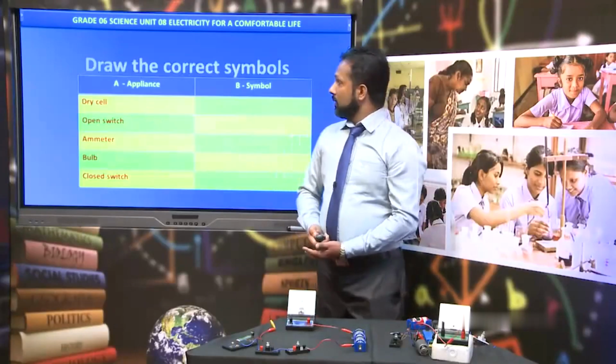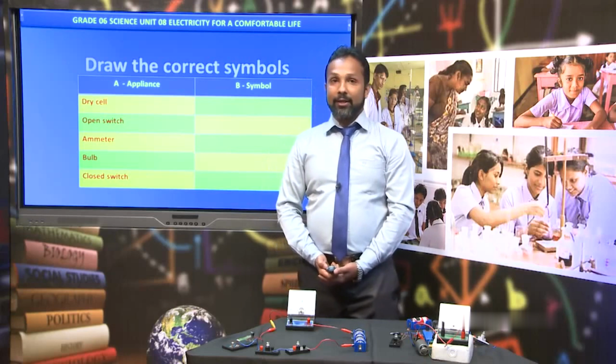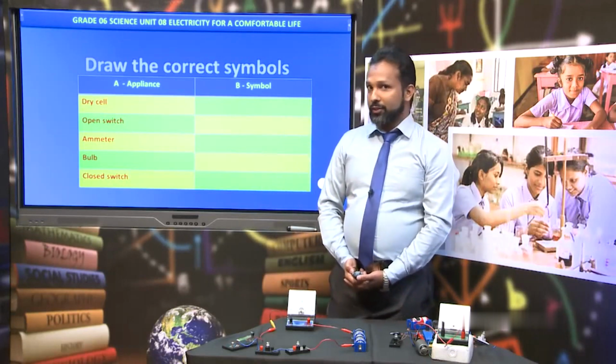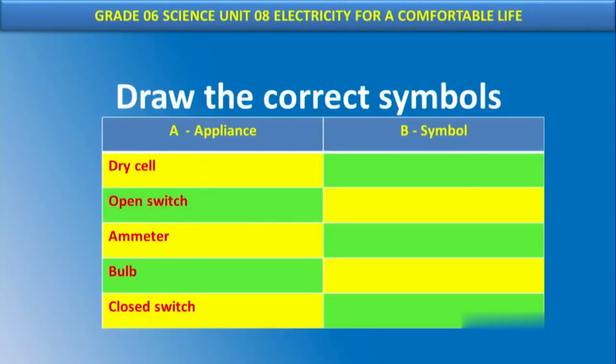Right. Then I am going to give you another activity. Please try to answer this question. Do you know the symbols of these electrical appliances? Dry cell. You can remember. This is the symbol of the dry cell. Open switch.